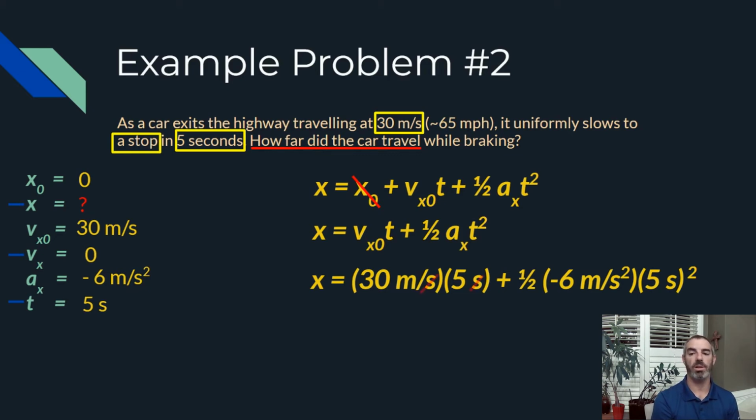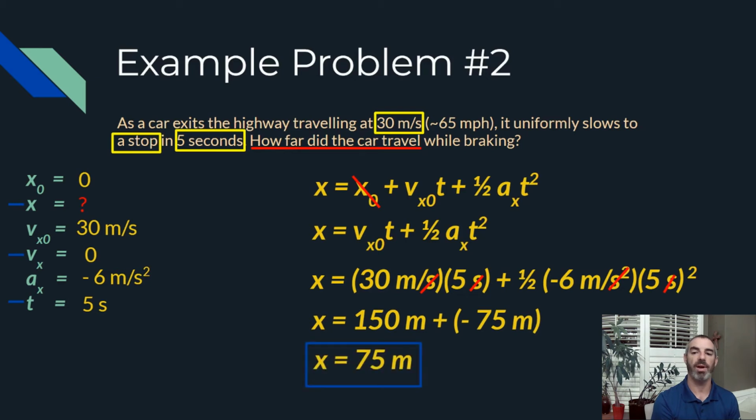When I multiply 30 times 5, the seconds are going to cancel out, leaving me with a unit of meters, which is what I want for position. How do the units work out for the second part? Well, I can see that time is squared, which means the unit is going to be squared. And I can cancel out second squared and second squared, leaving me with a unit of meters. Then I can plug in my calculator. I get 150 plus a negative 75, which gives me a value of 75 meters for the position. So the car travels 75 meters while braking.